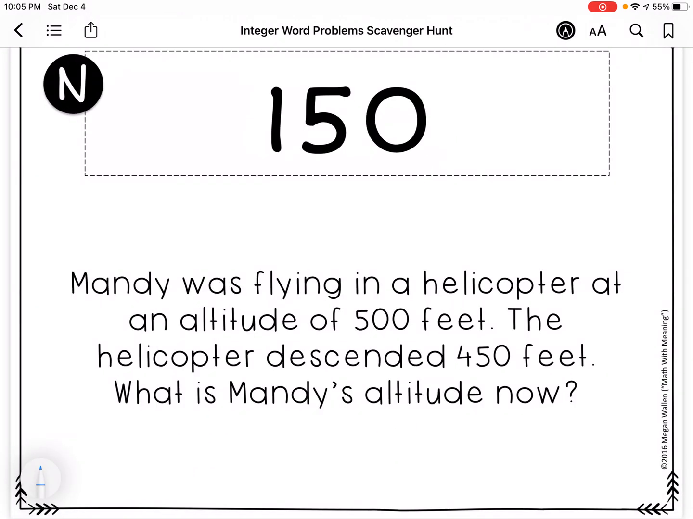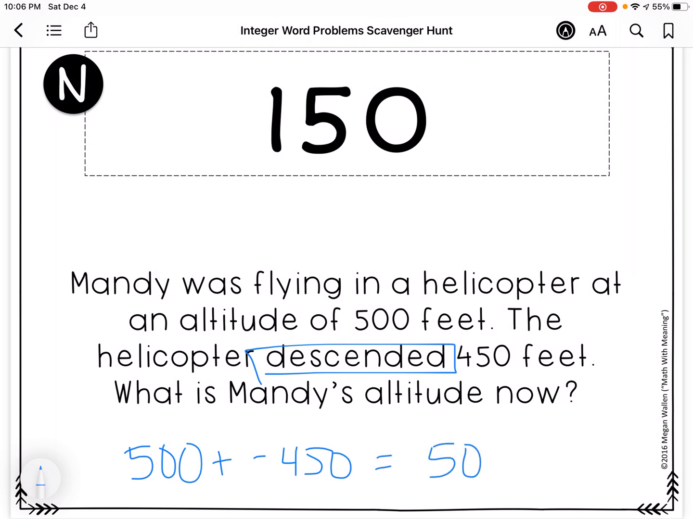Mandy was flying a helicopter at an altitude of 500 feet. The helicopter descended 450 feet. What is her altitude now? So we were at 500, then we went down 450, so now we're at 50 feet.